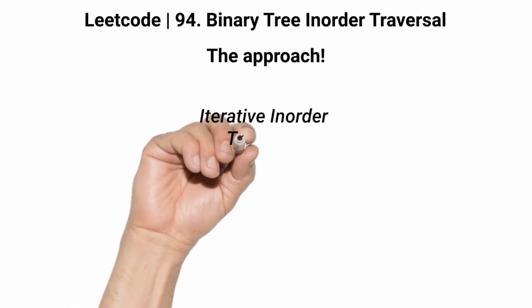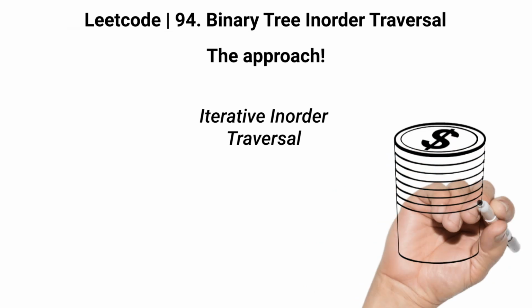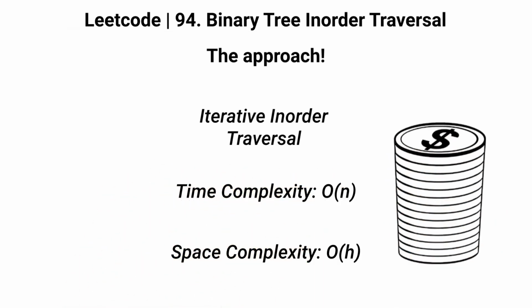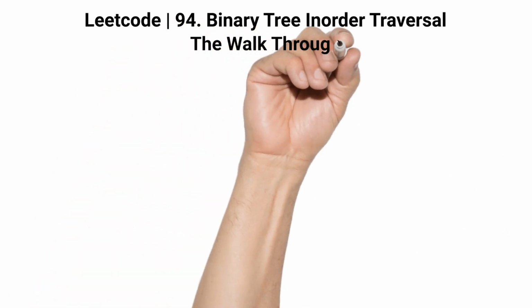The approach that we're going to be taking is called the iterative inorder traversal, which requires a stack data structure. It has a time complexity of O of n and a space complexity of O of h, where h is the height. This will be the optimal solution to this problem. Now let's walk through an example.